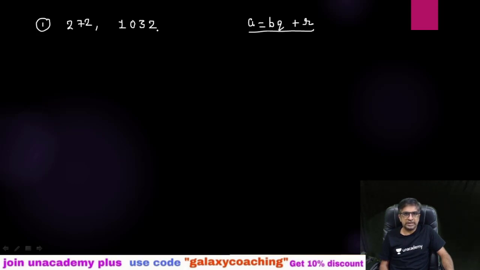First of all, we need to select the greater number and divide the greater number by the smaller number. 1032 by 272. If I multiply 272 with 4, that number will be greater, so multiply with 3. 3 2s are 6, 7 3s are 21, 2 carry 3, 2s are 6, 7, 8, 8. Now if you subtract, 12 minus 6 is 6, 2 minus 1 is 1, and 10 minus 8 is 2.